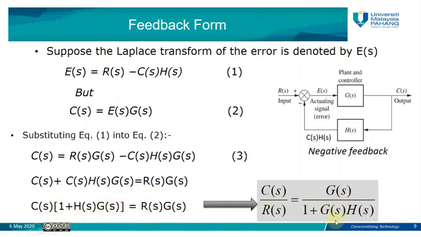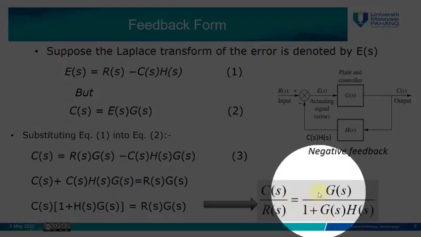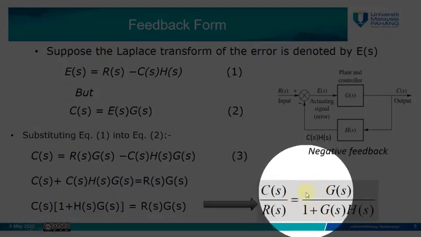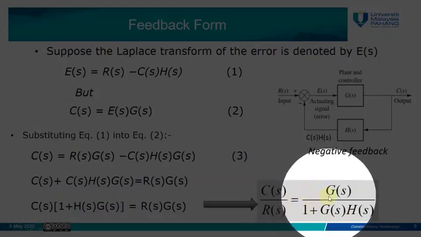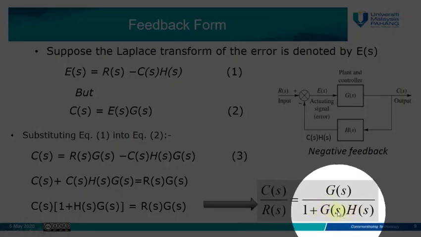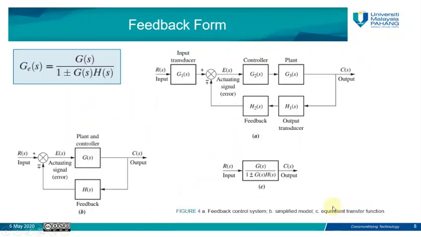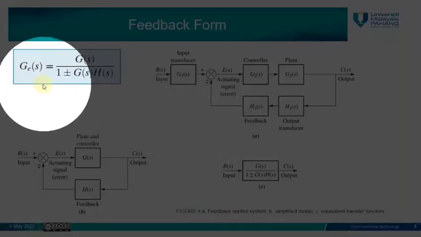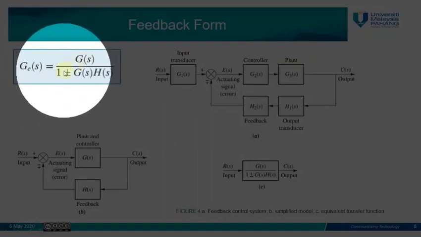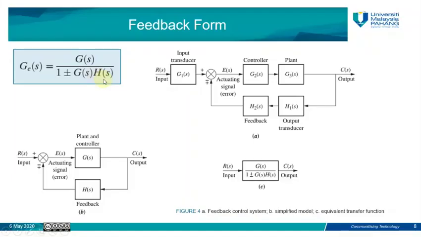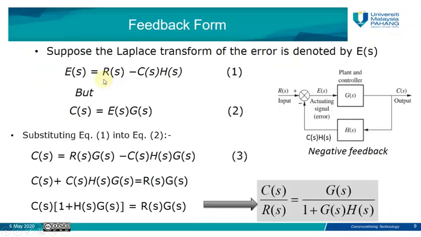So this form, this equivalent transfer function, which equals GS over 1 plus GS HS, is the same as what we showed in the previous slide. So this is how we can simplify or find the equivalent transfer function for such a feedback system.